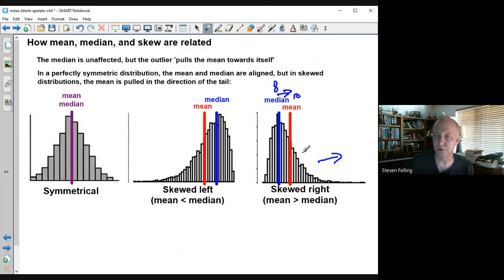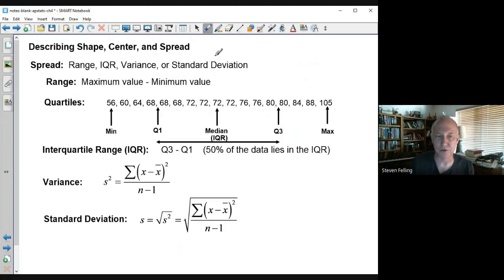So whenever you move data further away from the bulk, it pulls the mean with it in that direction, but the median stays mostly unaffected. And if the tail is in this direction, then the mean is being pulled downwards, so the mean would be lower than the median. Okay, so you should know this basic relationship of how the mean and median will be related. And because of that, there are some rules for what we want to use there, and we'll talk about those in a second.